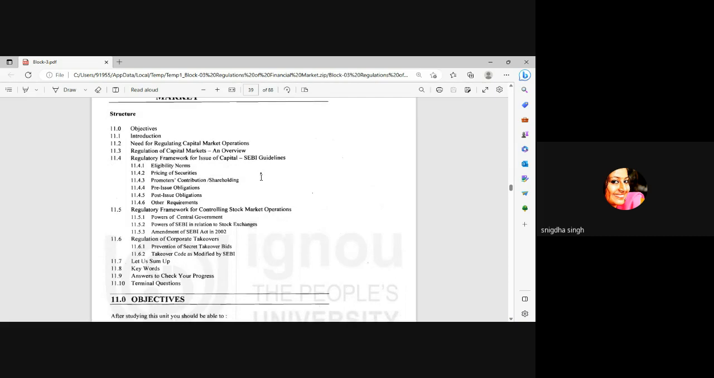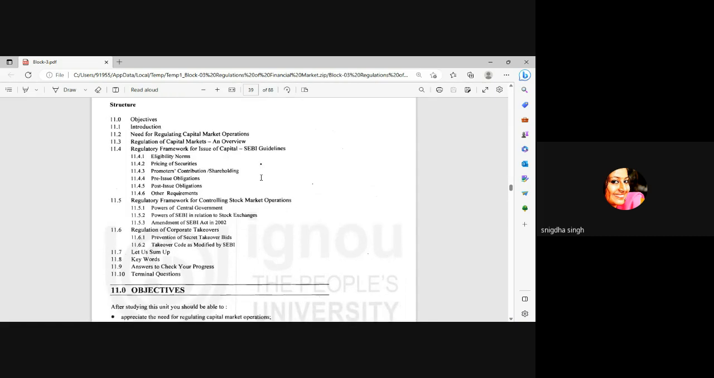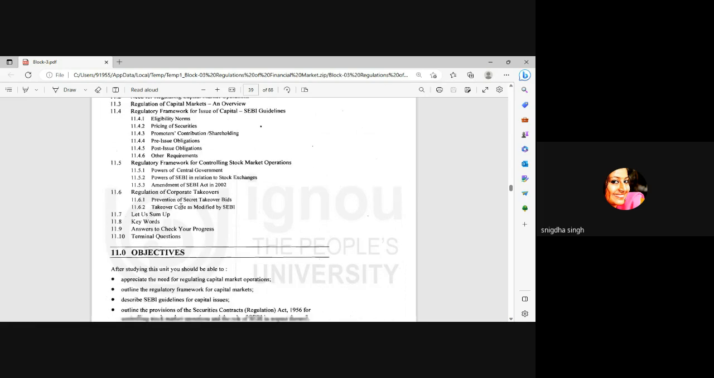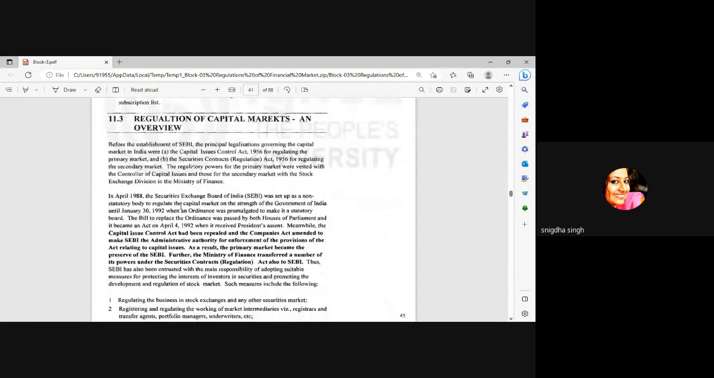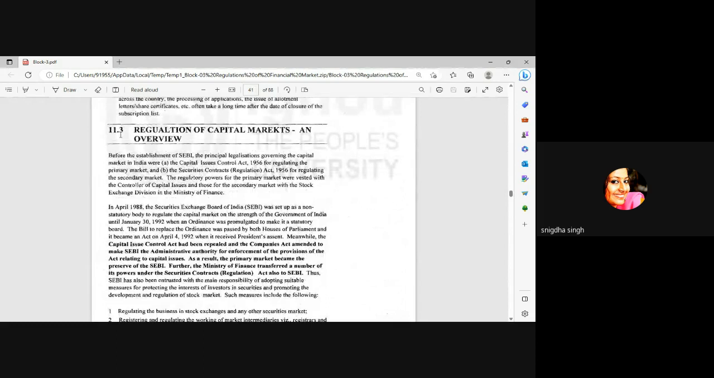So, regulation of capital market. This is important. The regulatory framework, which is the SEBI guidelines, and how stock market operations are controlled by the powers that have been provided to the central government, the power that rests with SEBI, the power that rests with the management. All of that is important here. Because this is completely theoretical, I'm not going to get into that, but I will suggest you cover this topic fully. Give it a good read.